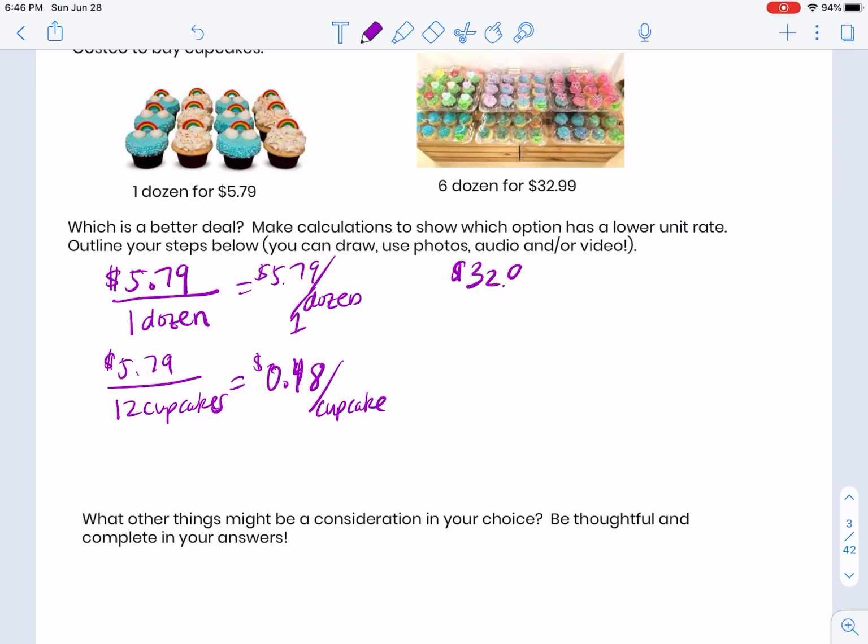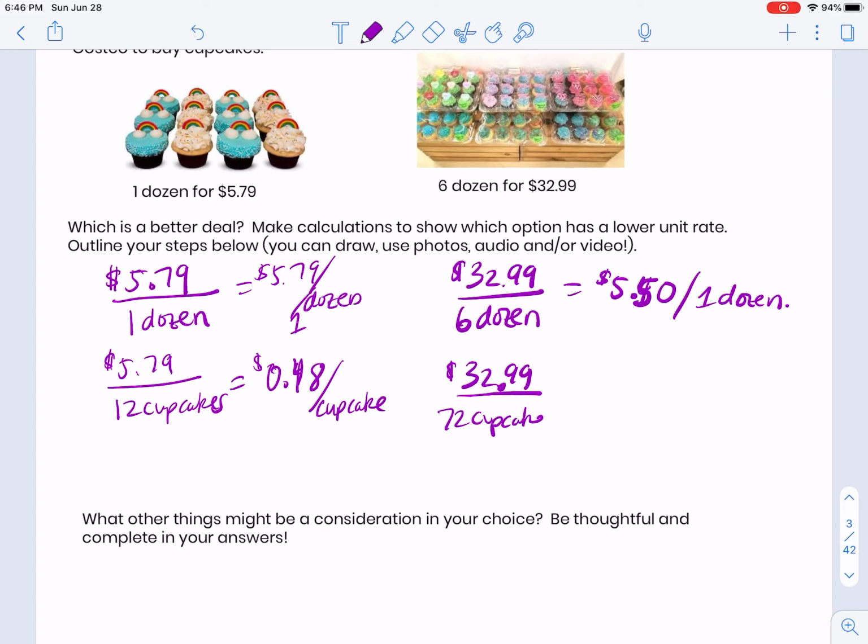So this one, if I have $32.99 for 6 dozen, okay, $32.99, I really need a real calculator. Okay, I have if I round it, $5.50 per 1 dozen, okay? Or again, if I wanted to do it per cupcake, right, 6 dozen, so that means 72 cupcakes. So $32.99 divided by 72 cupcakes would be about 46 cents per 1 cupcake, okay?